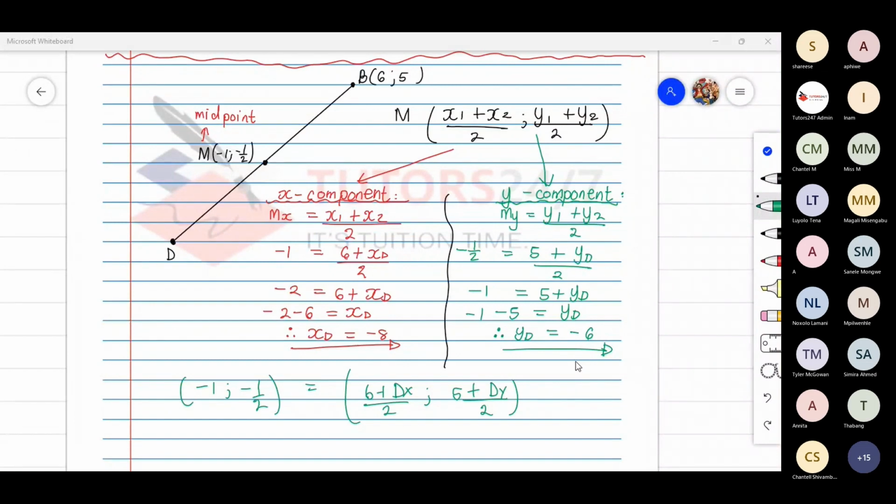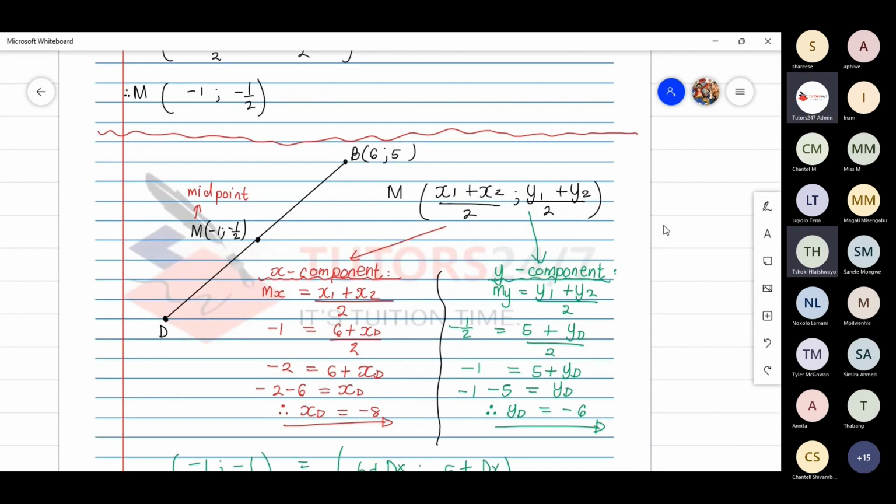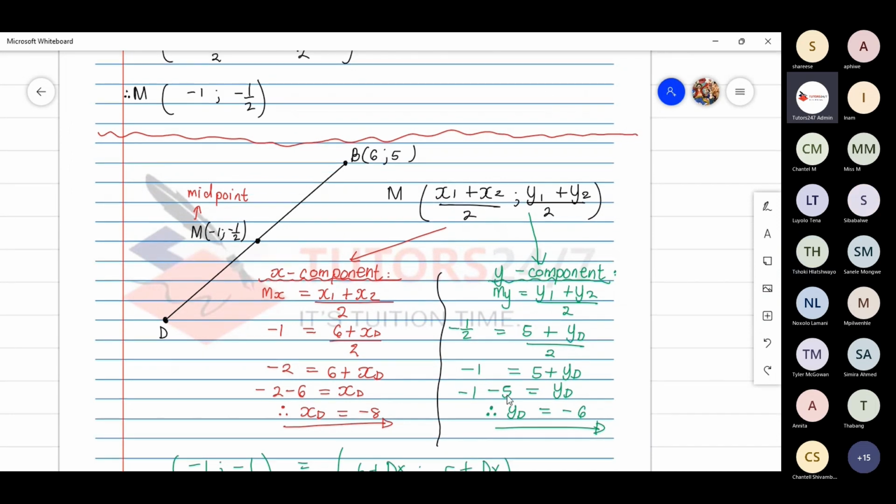So if they're asking us to calculate the midpoint, we use this formula. There's no other formula that we can use. If you want to calculate midpoint, you'll use this formula on top.